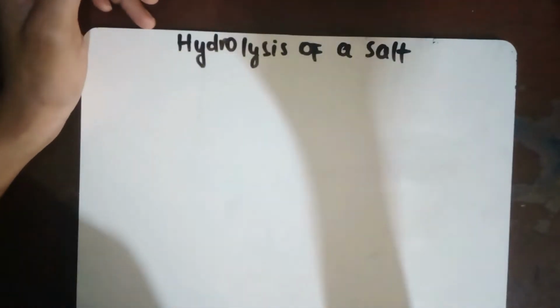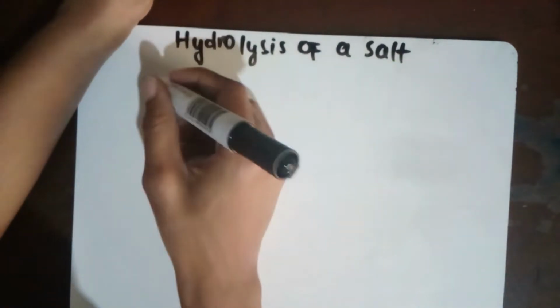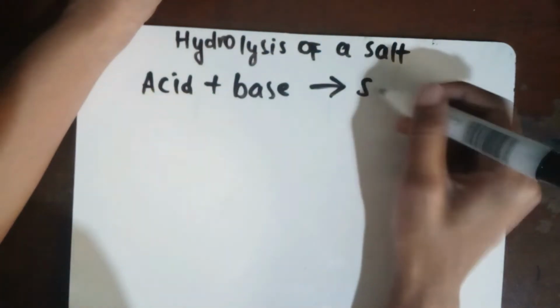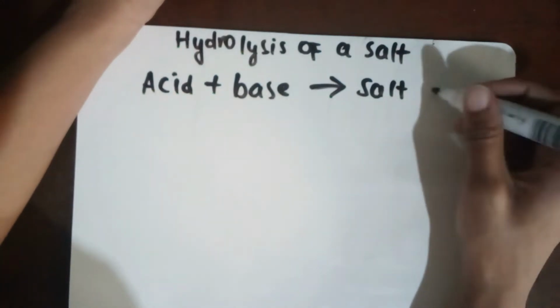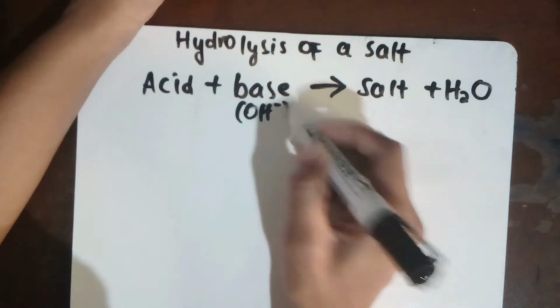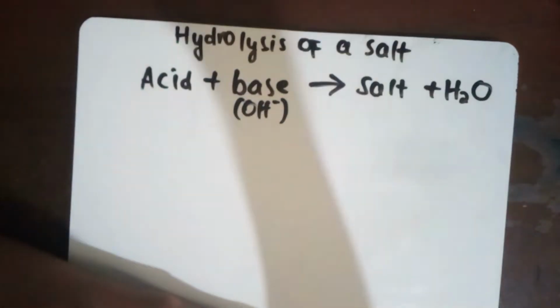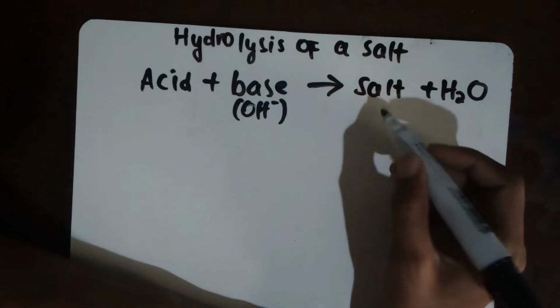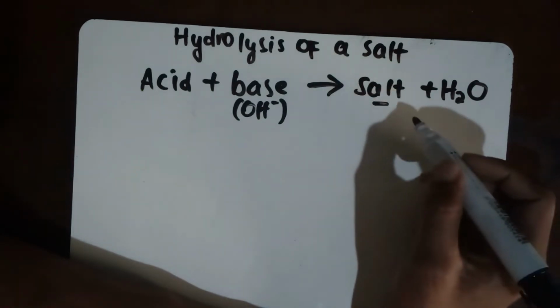So in the last video on acid-base neutralization, we spoke about the fact that if you react an acid with a base, you actually get a salt. And sometimes you also get water if your base has some hydroxide ions, right? Cool. So now in this lesson, we're going to talk about when this salt that was formed during that reaction reacts with water, right?